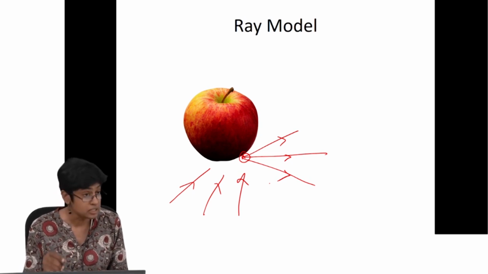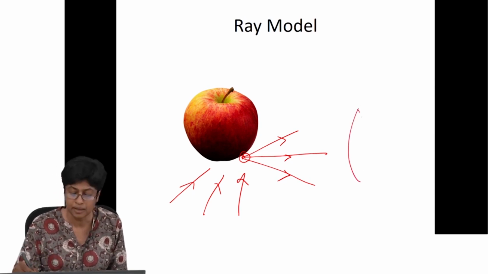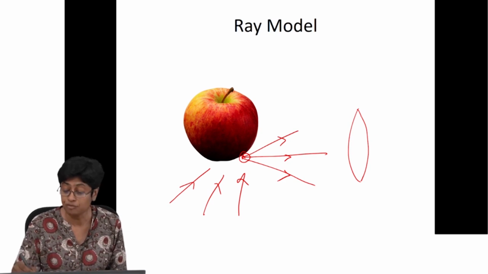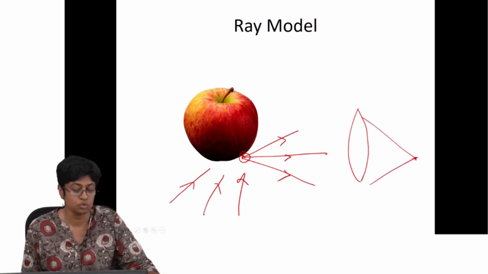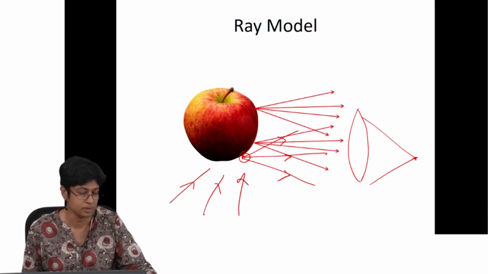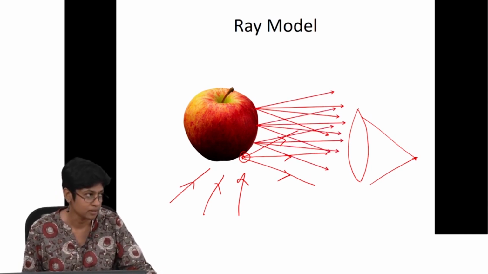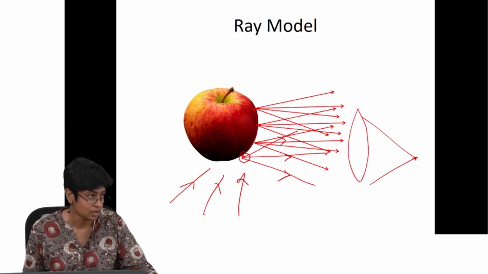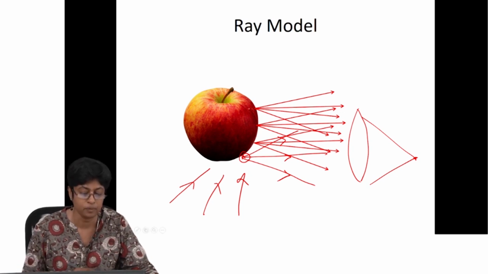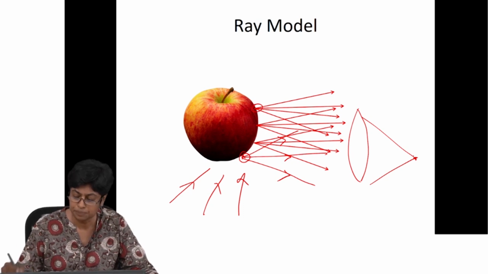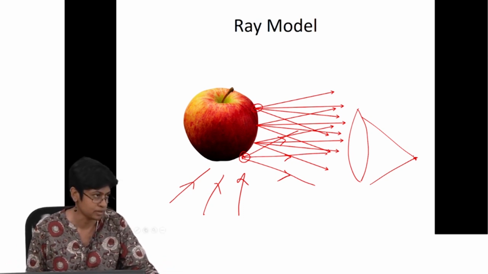All the rays from this point have to be captured by my optical system and focused to one point. And this is true for every point on this apple. Every point, and you can see how messy this looks. But if I want to create a good image, I must capture all the rays from one point, and my optical system must focus that down to a single point.